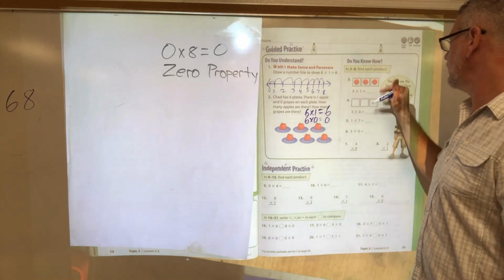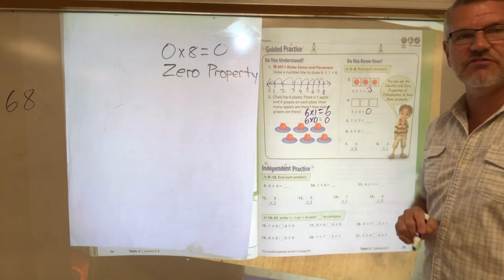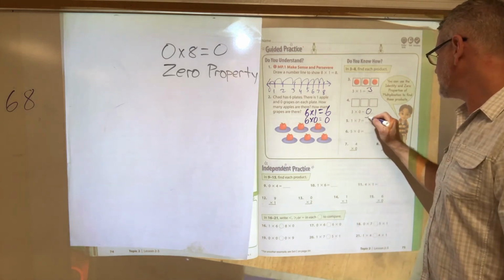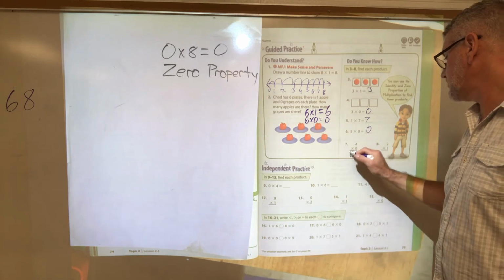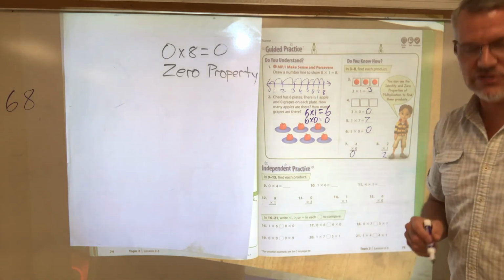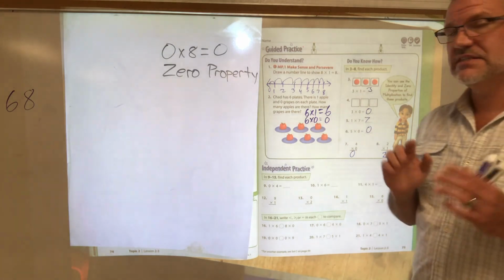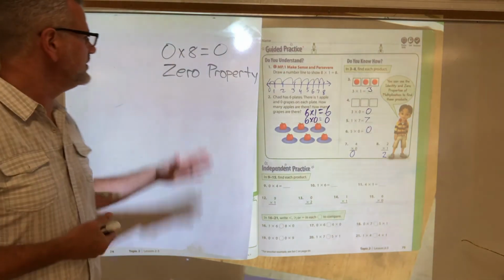3 groups with 1 in each group is 3. 3 groups with nothing in the groups is 0. 1 group of 7 is 7. 5 groups of 0 is 0. 4 groups of 0 is 0. And 2 groups of 1 is still just 2. 0 and 1, very simple.